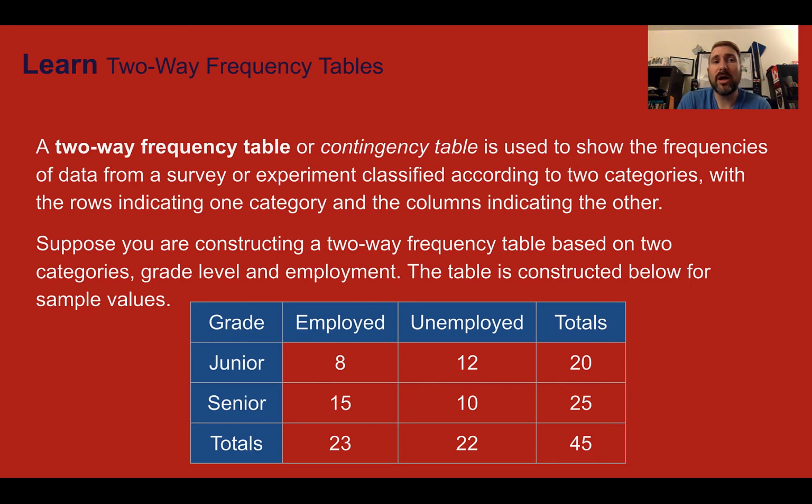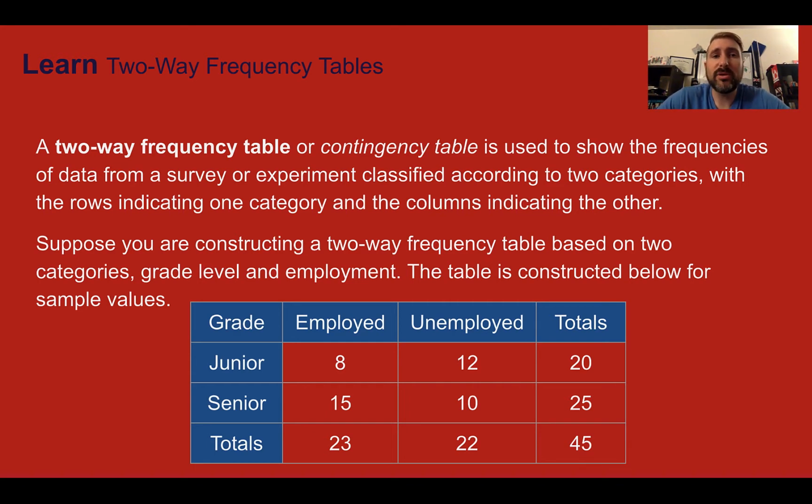Let's learn about two-way frequency tables. A two-way frequency table, or sometimes called a contingency table, is used to show the frequencies of data from a survey or experiment classified by two categories. And honestly, sometimes you might have three categories, but we'll get there later. In them, the rows indicate one category and the columns indicate the other.